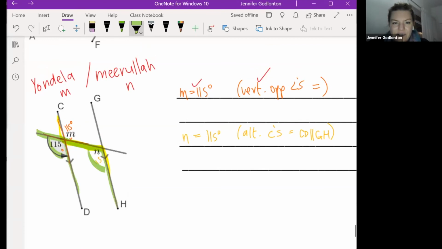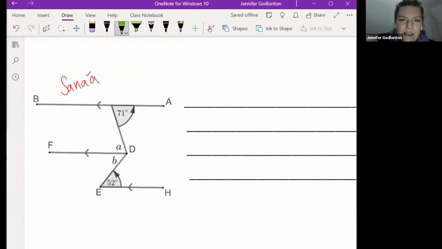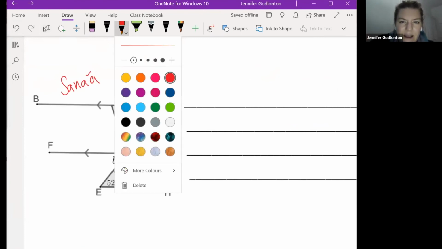If you want to take a screenshot, you're welcome to. We're going to move on to a slightly tougher question now. We're going to split it a little bit so that more people can get a go.